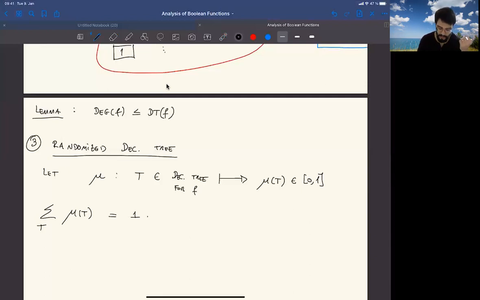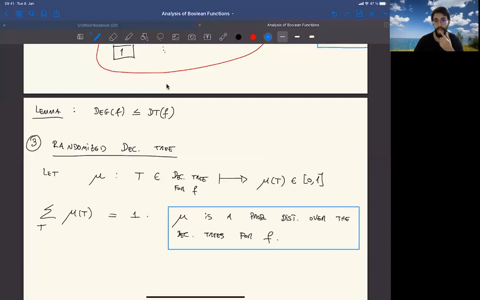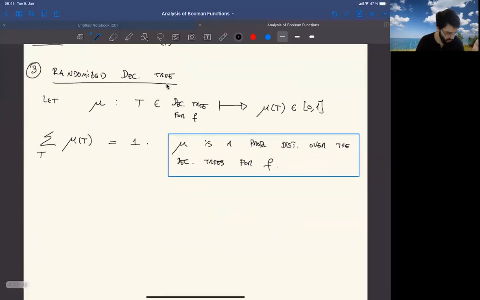So you come up with some probability. So mu is a probability distribution over the decision trees. So come up with some probability distribution of the decision trees. And that's it. So before we were taking the tree that had the minimum depth. But from a probabilistic way, maybe that tree is hard to find. So maybe you want to just select one tree at random or something like that. So then you come up with some probability distribution.